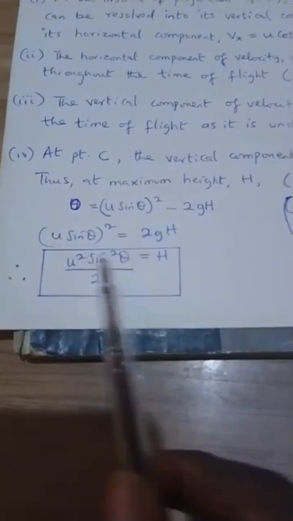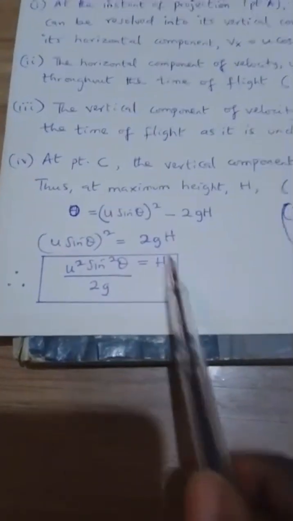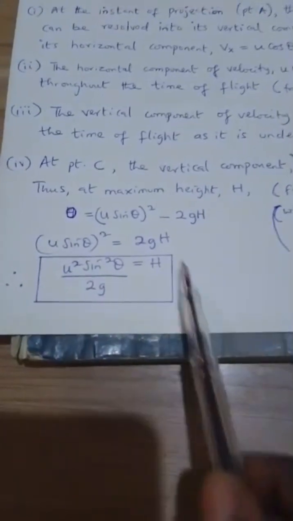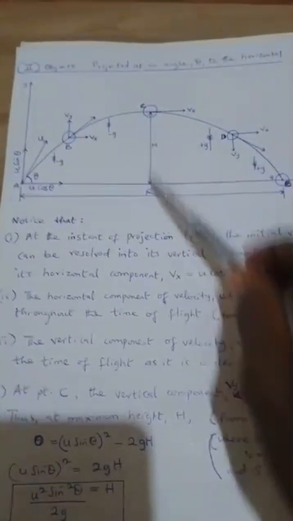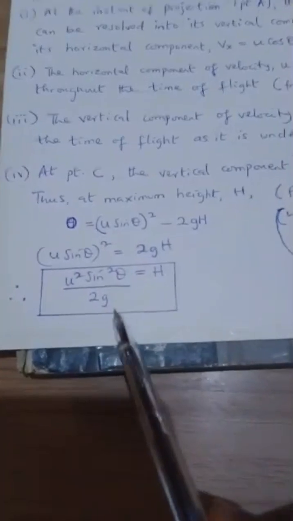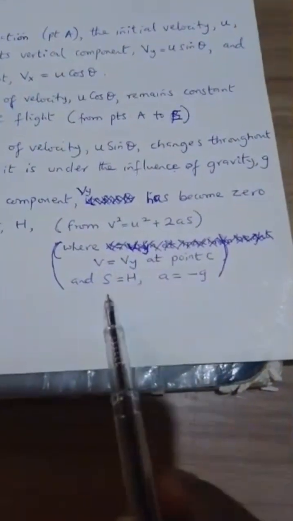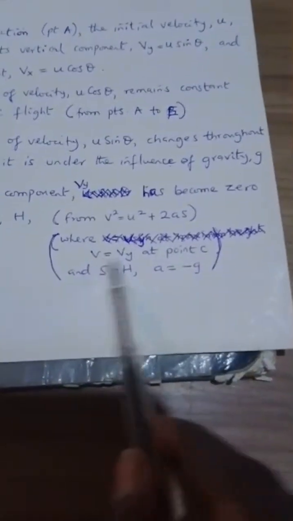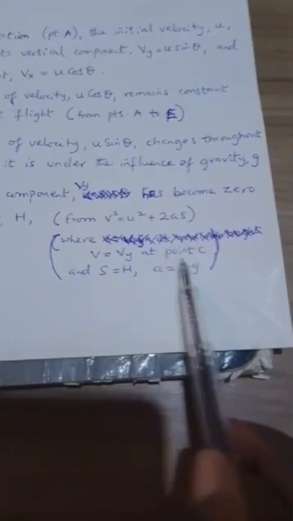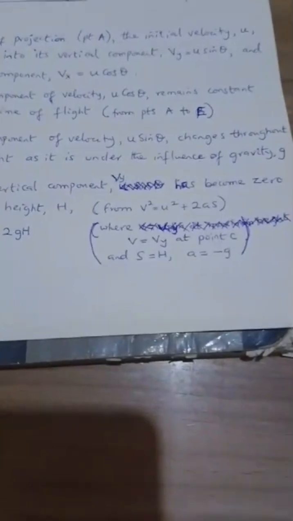Make h the subject of the formula, dividing both sides by 2g, and you have an expression for the maximum height of the projectile motion. So we have h equals u squared sine squared theta all over 2g. So s has been replaced by h, a has been replaced by minus g, and my final velocity at point C, at maximum height, is 0.